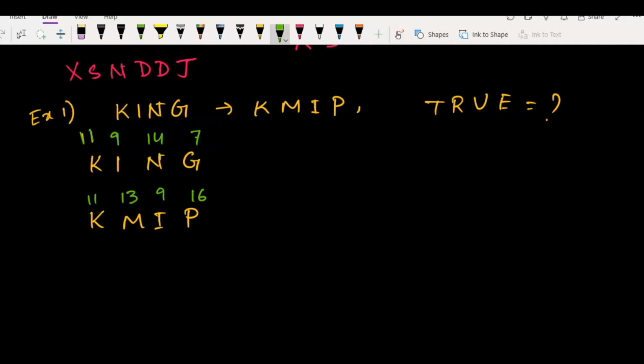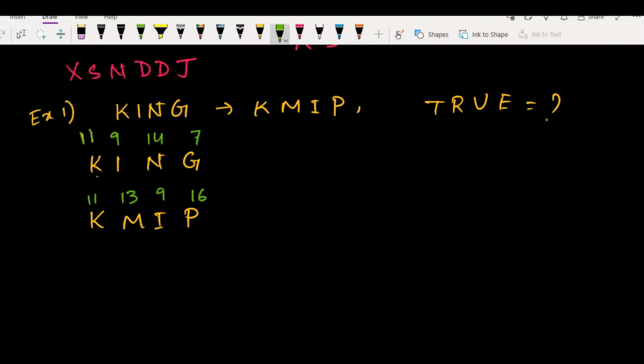So now you can check for reverse pattern. So 11 goes to 16, that is plus 5. Then 9 goes to 9, that is 0. Then 14 goes to 13, it is minus 1, and 7 goes to 11. There is also no logical pattern, so no sequence. So we check for cross pattern.